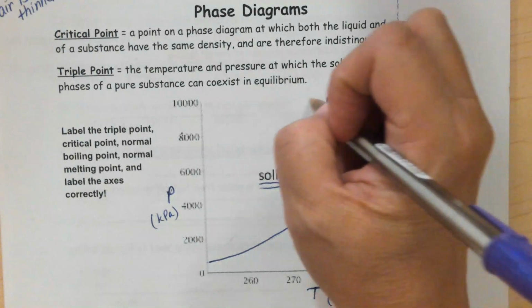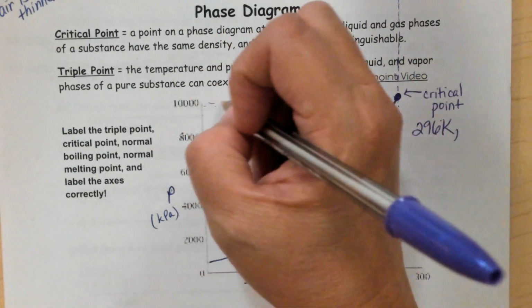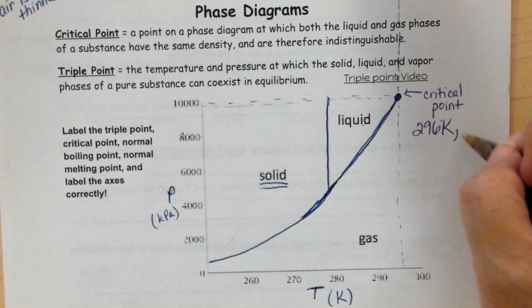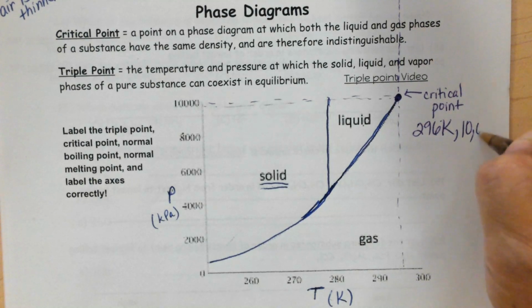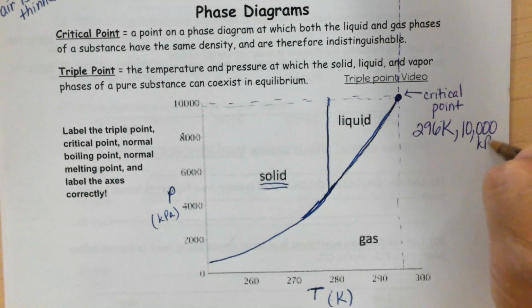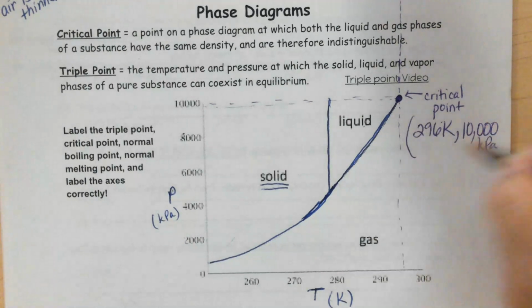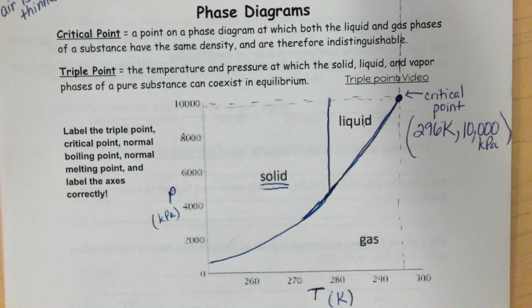So your X and Y, as you're used to, hopefully, reading graphs. And then that is 10,000. I'm going to say it's kilopascals. Again, we weren't 100% sure. So that is a point, which is the critical point. So at 10,000 kilopascals and 296 Kelvin, that's it.